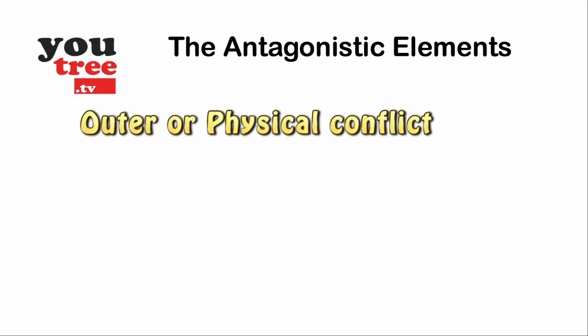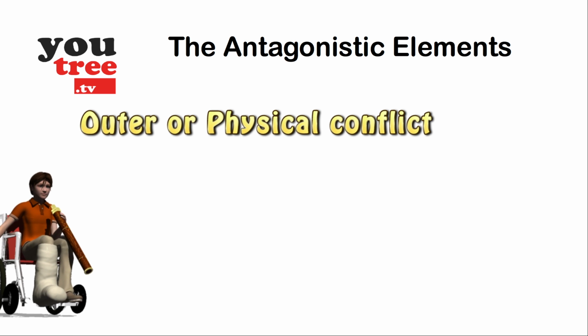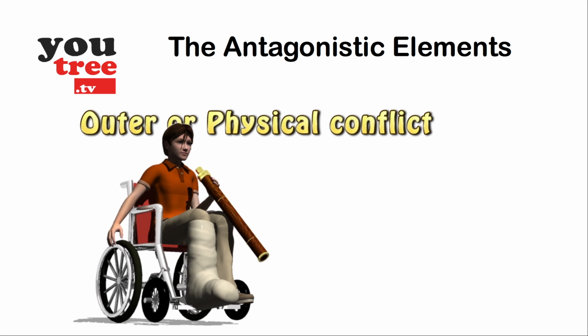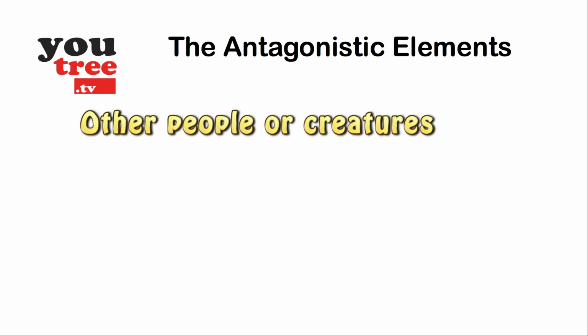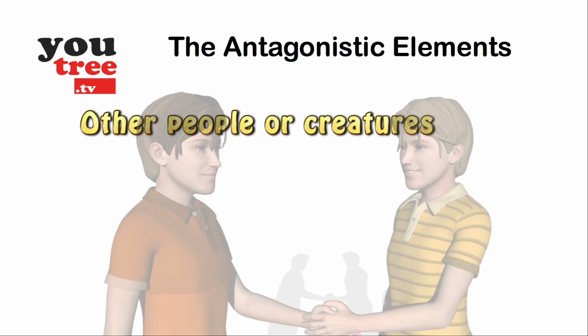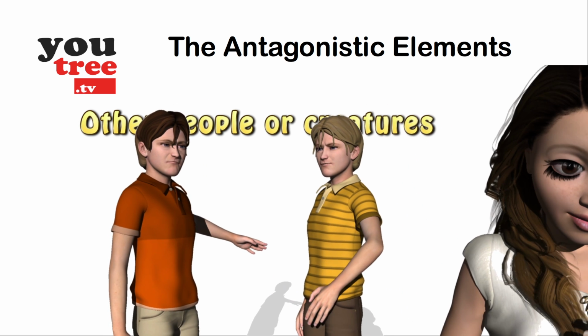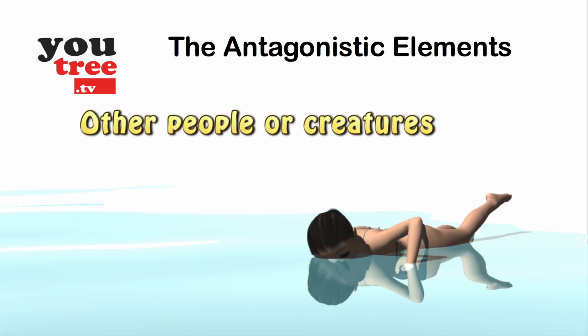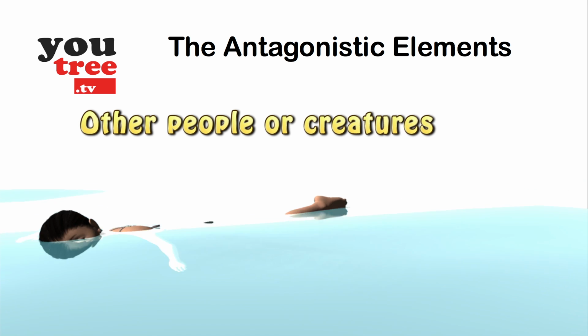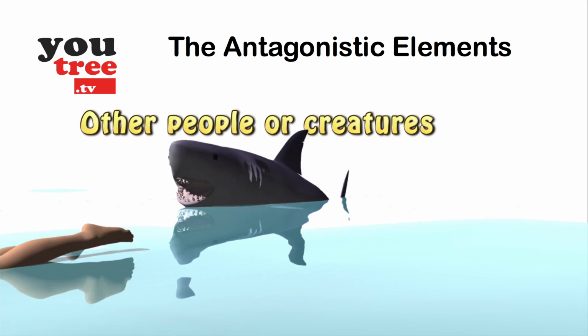Outer conflict, or physical bodily conflict, whereby the protagonist is afflicted physically from illness or an injured limb that restricts their movements. Other people or creatures. Another person has the same goal as the protagonist and is prepared to reach it before them at any cost. Think of a romantic triangle where 2 friends are chasing after the same girl. Alternatively, it could be a creature trying to compete for the same space. Think of the shark in Jaws.